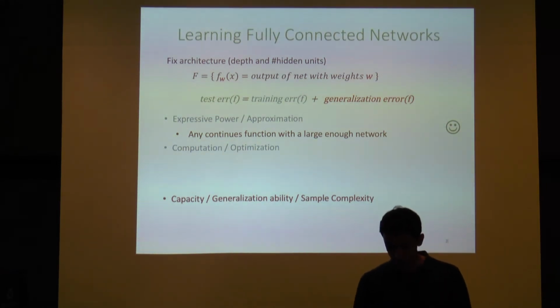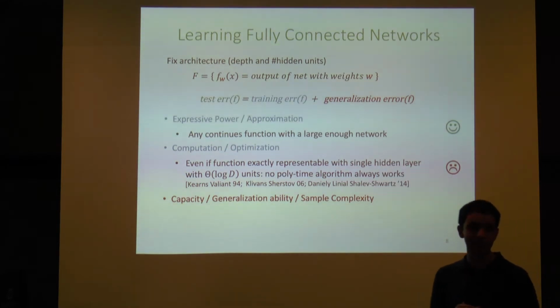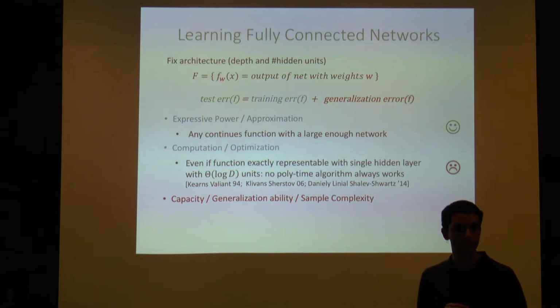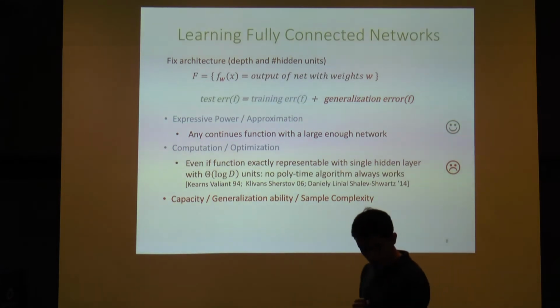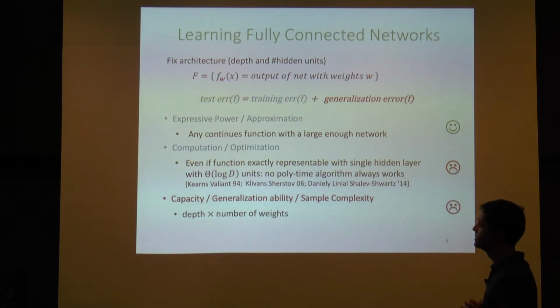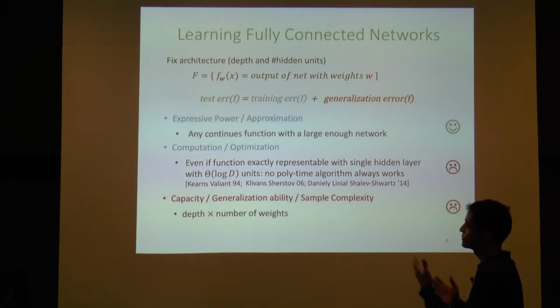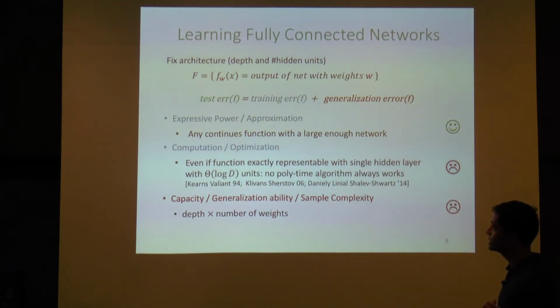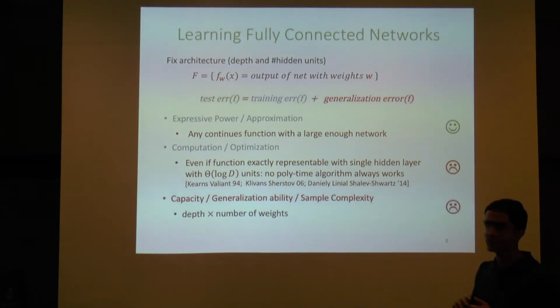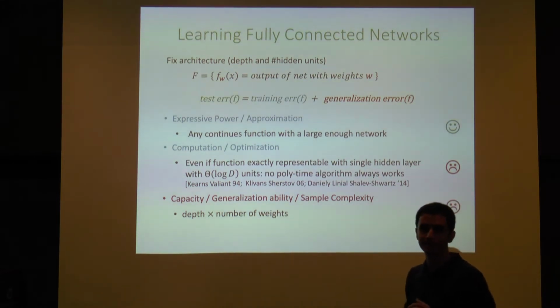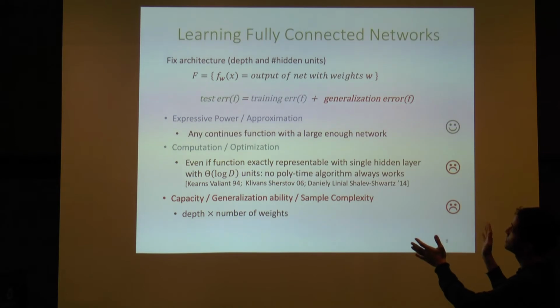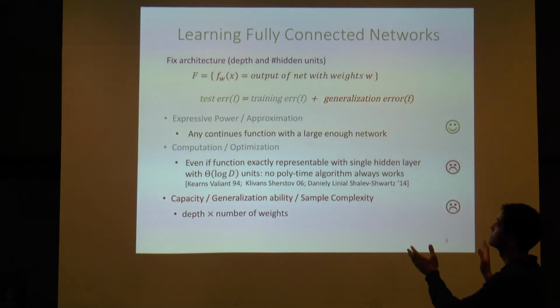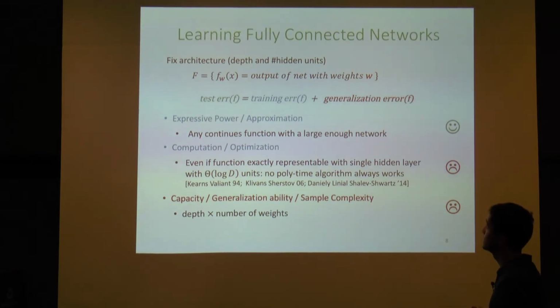But when we go to optimization, what we know is that even if the number of hidden units is logarithmic in the dimension of input data, there's no polynomial time algorithm that always works, which is disappointing. And when we go to capacity and generalization, based on the parameters we have, we know that depth times number of weights roughly captures the generalization, which is again disappointing because when we want to have enough expressive power to capture the data, then the generalization error is going to be too large, so we need too many samples. So this is what the classical study of neural networks would tell us. This is the old works, the classical study of neural networks.